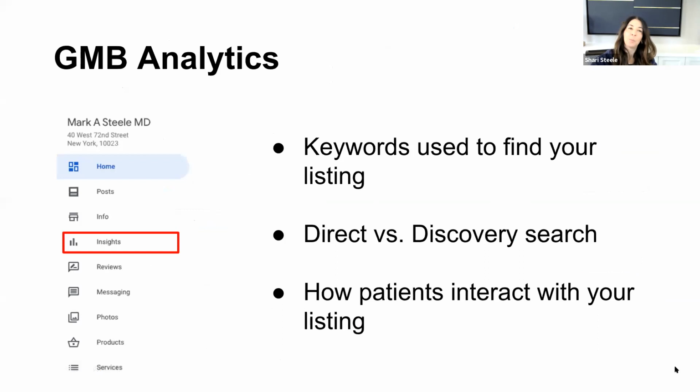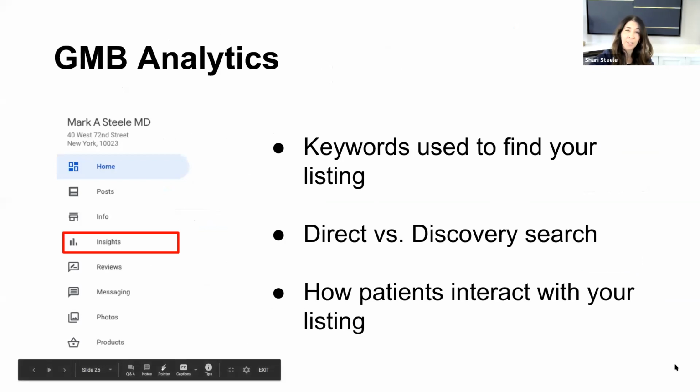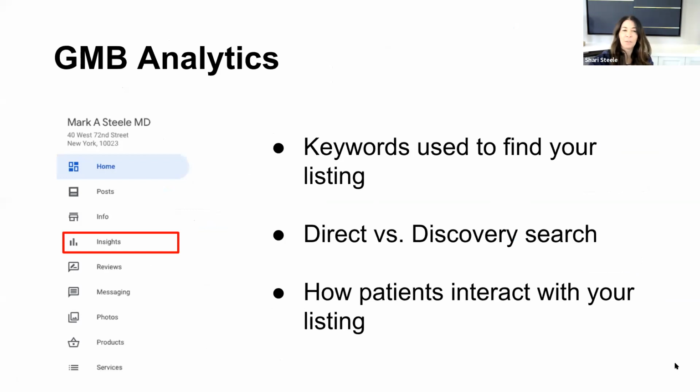Okay, so the last piece is Google My Business Analytics. So that's contained within the Insight tab on your Google My Business dashboard. So right underneath posts, you have the info section. That's where we added all that great detail that's going to complete all the information needed on your listing. The Insight section is where you get data which shows how successful your listing is in engaging patients.